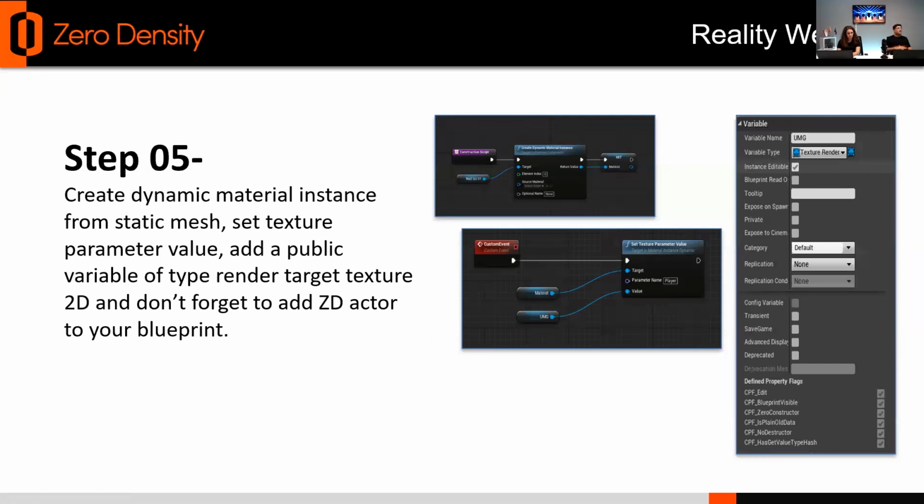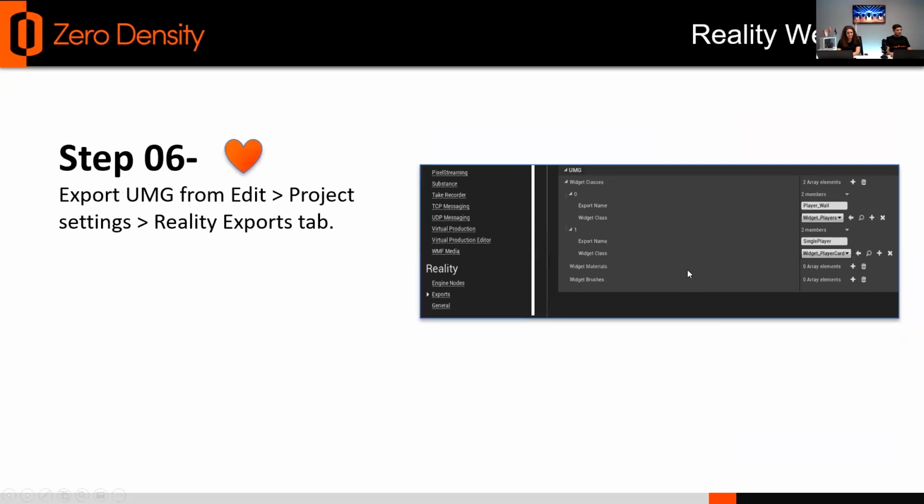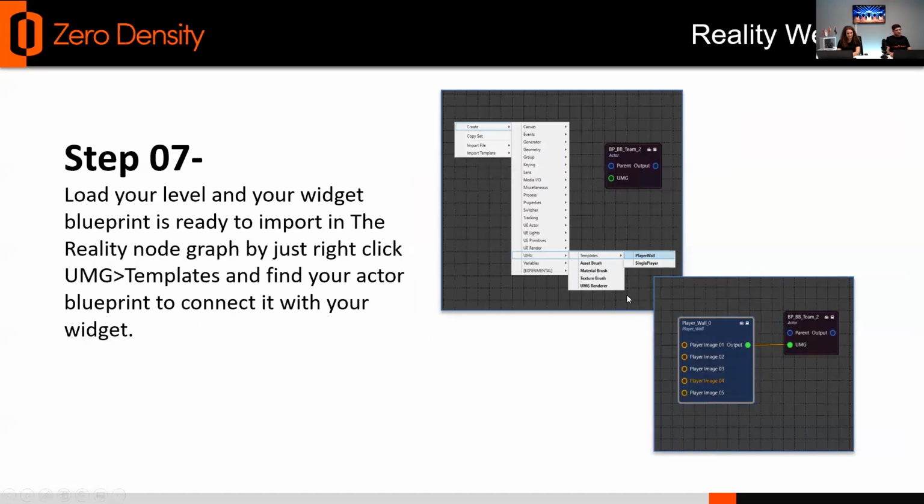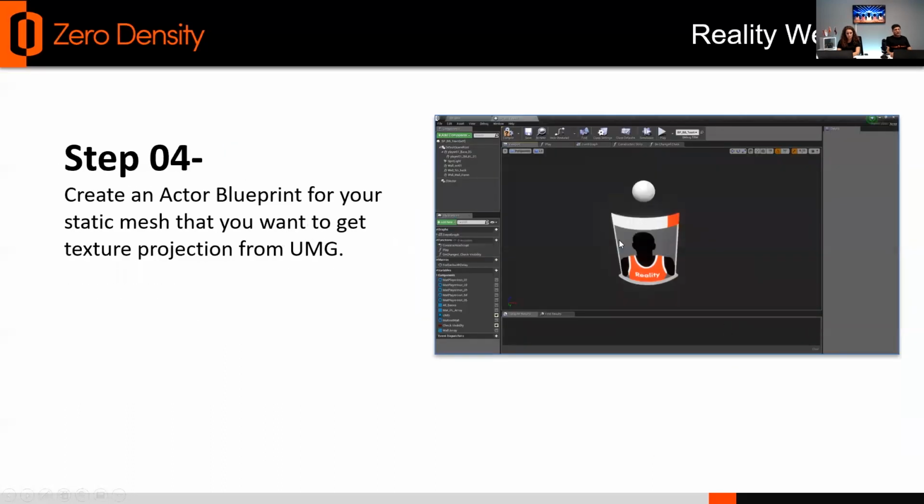Then step 5, create dynamic materials and create a public variable where you can connect your UMG. I will get back to step 6 later. These are the nodes. This is your 3D actor blueprint and this is your UMG, and this interface that I'm showing you right now is from the Reality Control application, Reality Setup, node graph, and I'm just connecting it. So it gets the texture from the UMG and projects it from the static mesh that we have right here.